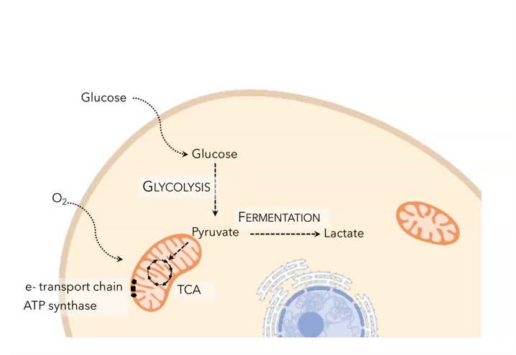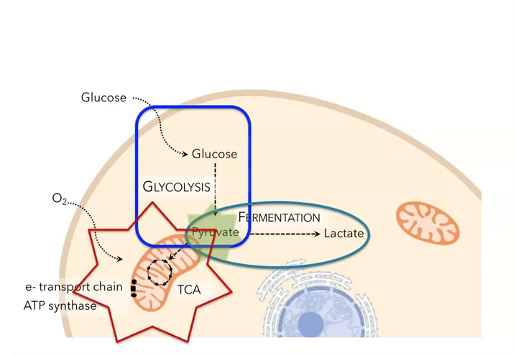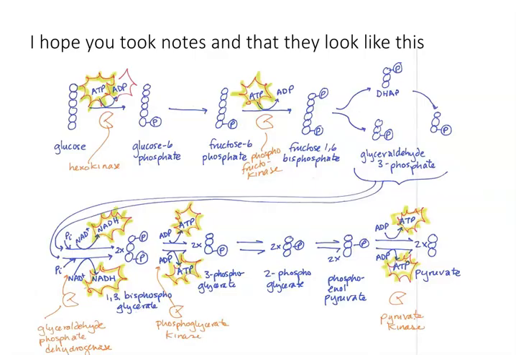to remember that glucose can be broken down to form pyruvate through glycolysis, and then that pyruvate can either enter the fermentation pathway, or it can be metabolized further through the TCA in mitochondria. In this video, we're just focusing on glycolysis and how that flow gets regulated. Well, I hope you watched that video and I hope you took notes and that they look something like this.